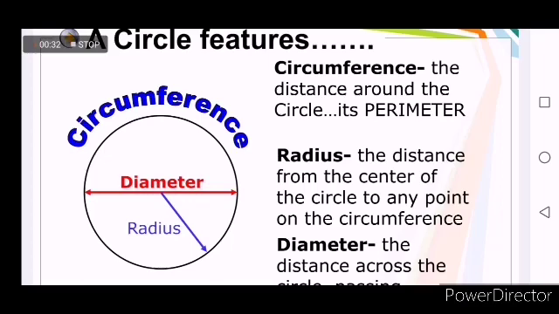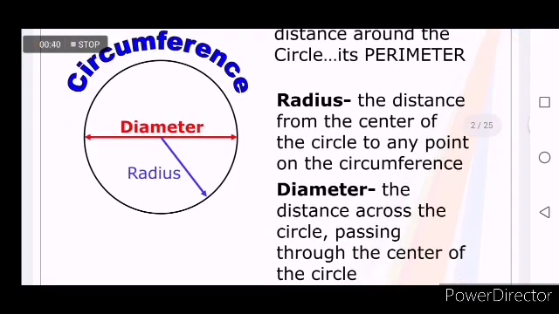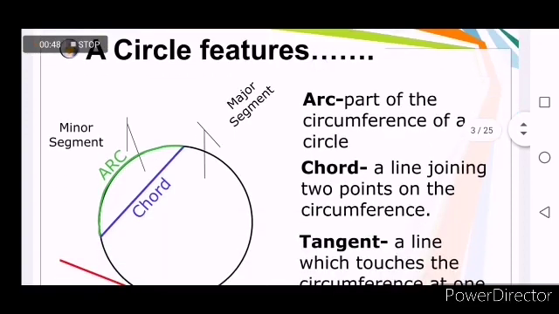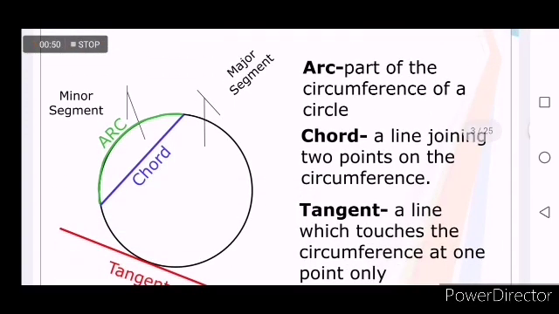The radius is the distance from the center of the circle up to any point on the circle. Twice the radius is what we call the diameter. The diameter is a type of chord and it divides a circle into two congruent parts. A circle has many parts, like the arc. An arc is part of the circumference of a circle.